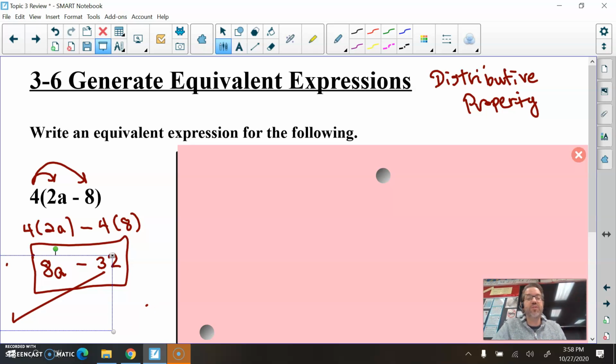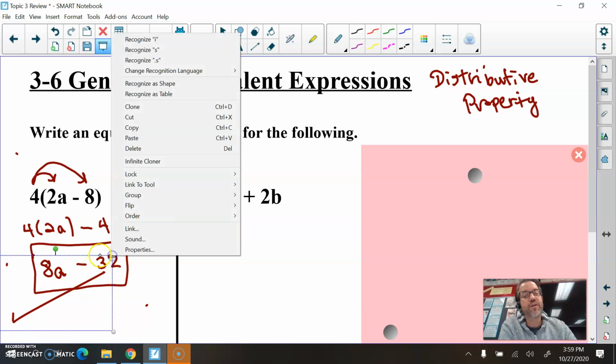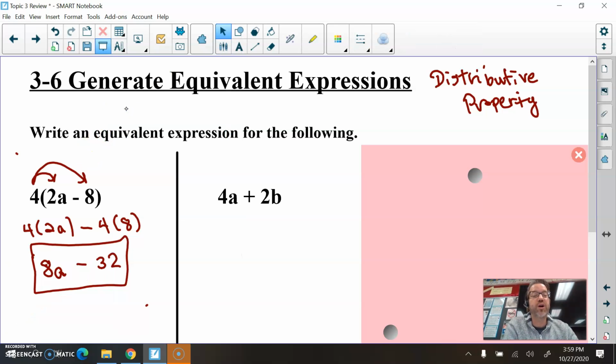Okay, so let's move to another example here. For 4a plus 2b, can I write an expression equivalent to that? Well, this one's different because I don't have a number that's being multiplied by some quantity like we had over here. Instead, it's almost like I have a final answer like this 8a minus 32, and now I want to work backward to get to the starting point where you have a number times some quantity.